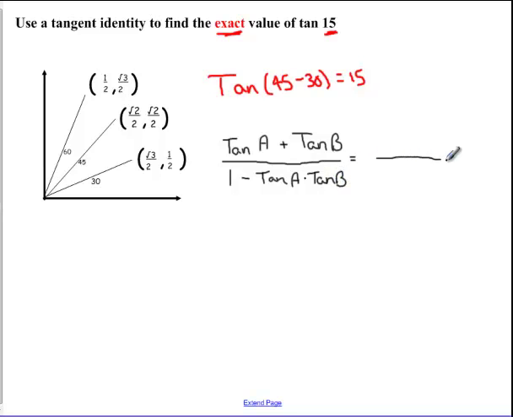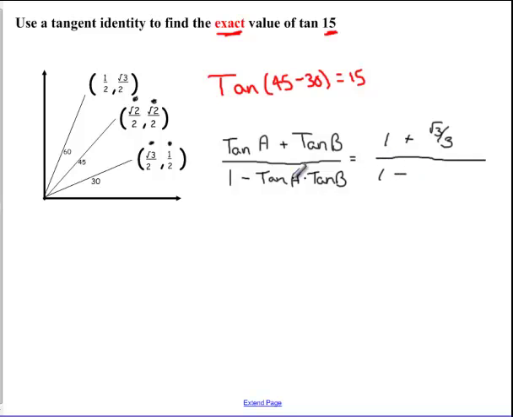Alright, so let's start putting our numbers in. The tangent of 45. Alright, well, tangent of 45 says take sine and divide it by cosine. That one's not bad, that's 1. Tangent of B, let me look at 30. 1/2 divided by radical 3 over 2. And that is radical 3 over 3.